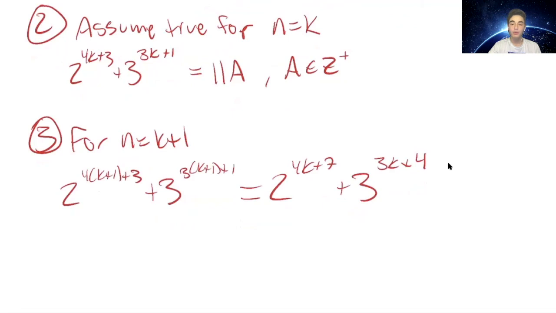Look at what we have. We have 2 to the 4k plus 7 and 3 to the 3k plus 4. What can we do, knowing our rules of exponents? When you multiply, they add. So what can we do?